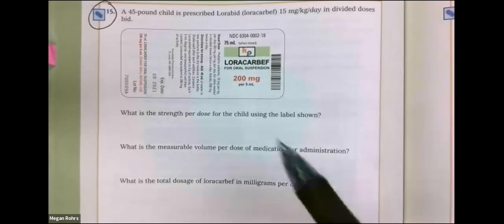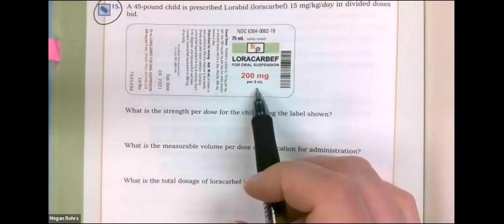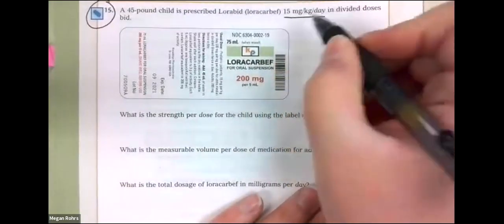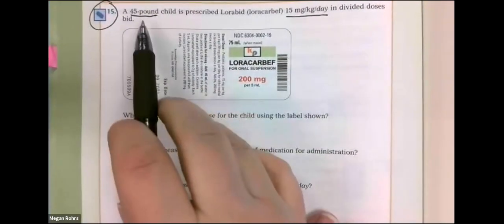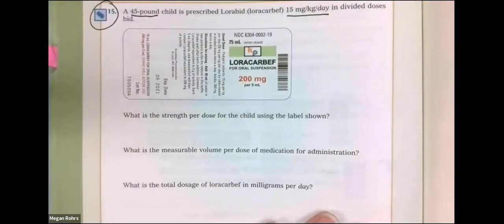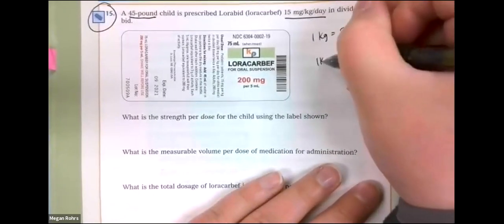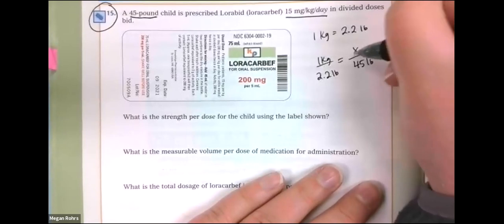So here we have the label. The strength we see is 200 milligrams per 5 milliliters. So that is my strength of the drug. I know that the order is for 15 milligrams per kilogram per day, and that we have a 45-pound child. So right off the bat, when I see my weight in pounds, I want to convert that into kilograms. So remember, 1 kilogram is 2.2 pounds. So I can set that up equal to my weight here. So essentially, I'm taking 45 divided by 2.2.